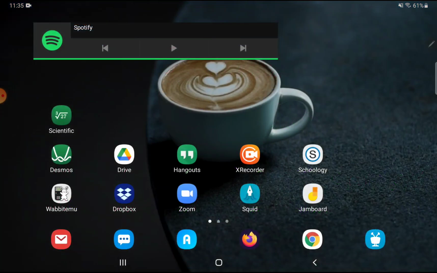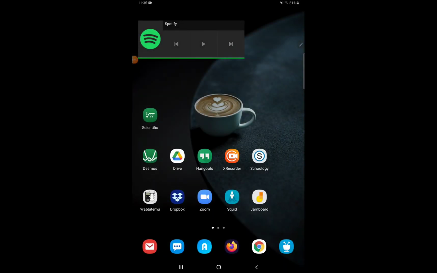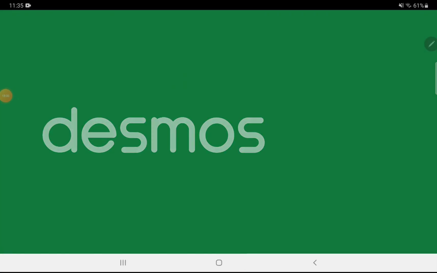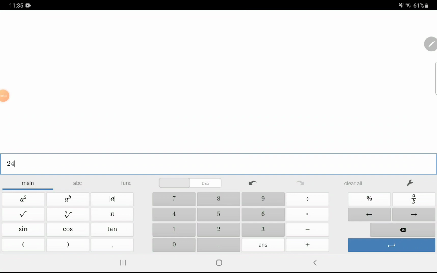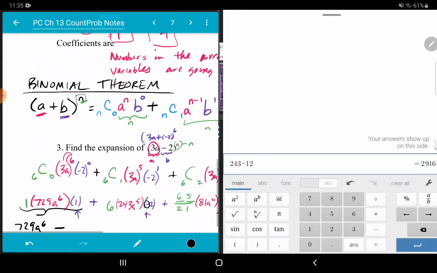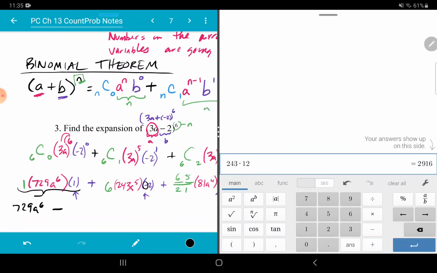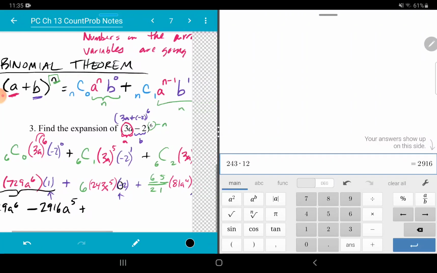I'm going to start needing to get a calculator. Oops, why don't I actually just use my Desmos calculator. So what was I doing again? 243 times 12, I believe. 243 times 12 is going to give us 2,916. So going back here, why don't we do a split screen view, and that way we can do our calculations and work together. So what we have here is minus 2,916, those are all of our coefficients multiplied together, times a to the 5th. And then we have plus as I move on along here.